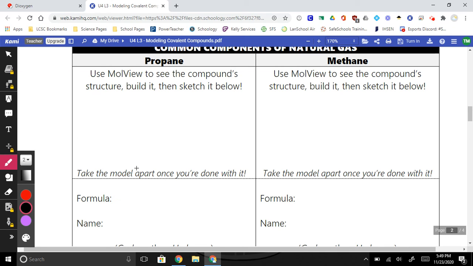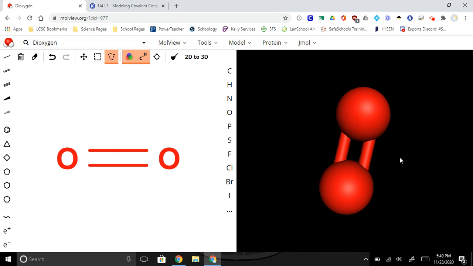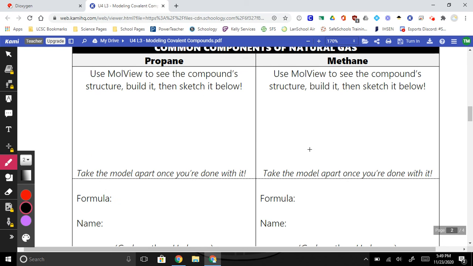Okay, and we're just drawing the general structure that you see on the left side of MolView. The right side 3D model is something you can spin around for fun and see what the molecule would look like three-dimensionally, and it's basically how it would look if we could make a physical model out of it. But for what we're putting down on paper, we're just going to focus on drawing out the Lewis structures.